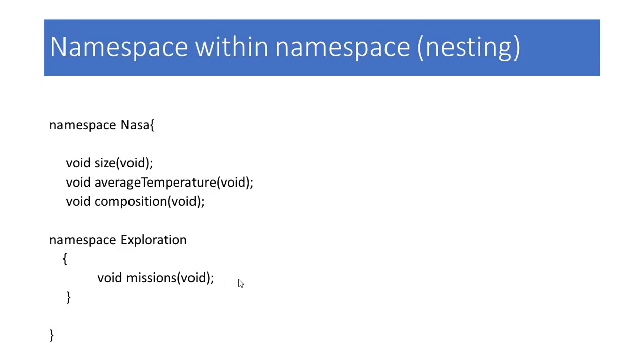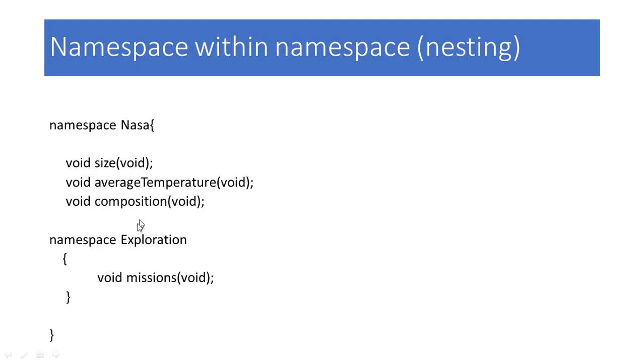Namespace within namespace, that is namespace nesting. We can nest namespaces. Here is an example of namespace nesting. We have a namespace here called NASA. This one and this one are the opening and closing curly brackets. So inside this namespace, we have void size, void average temperature, void composition as part of the NASA namespace.